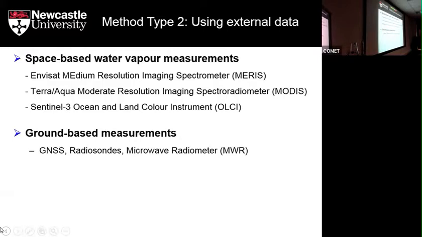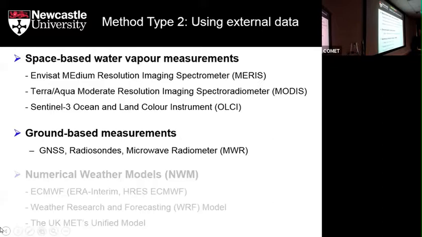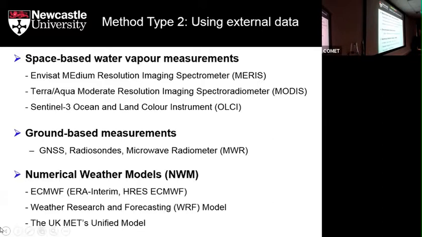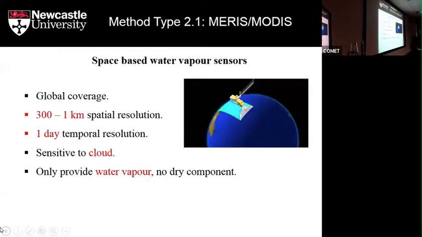The first one I will introduce is the MERIS and MODIS-based correction models. These two satellites provide very high-resolution water vapor maps at global coverage, but only have one-day temporal resolution. The MERIS satellite expired around 2010, but the MODIS data is still alive. So you can use MODIS for Sentinel if you want.